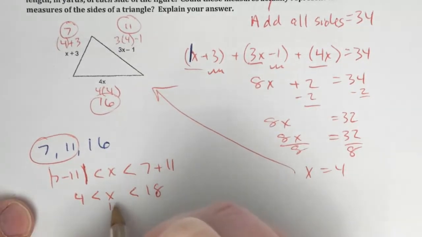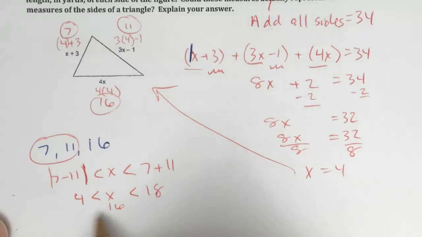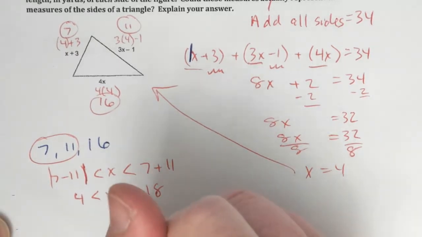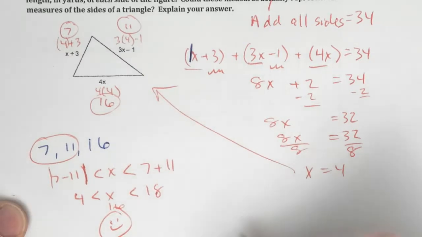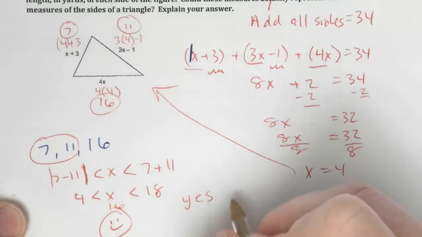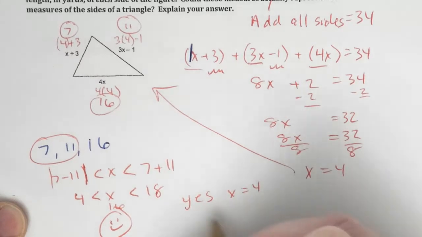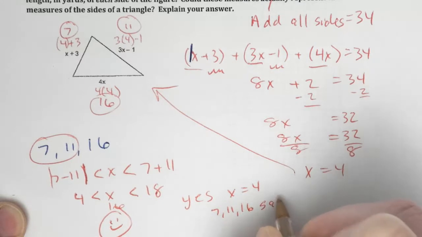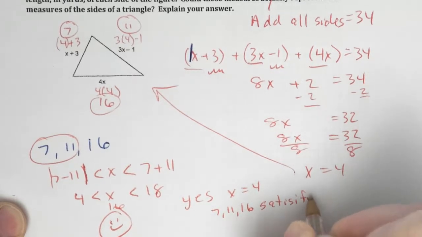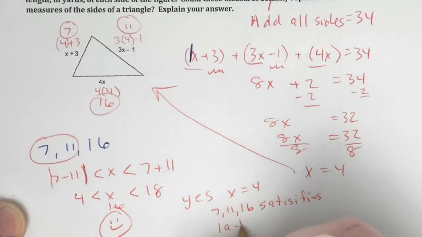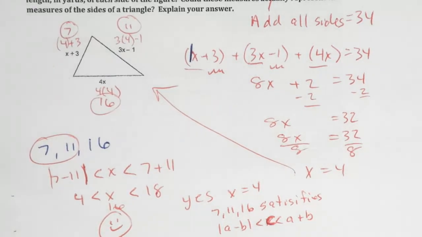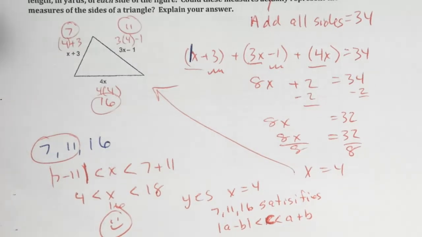The question is, does 16 make this happy? Is 16 somewhere between 4 and 18? Yes, it is. So yes, it is a triangle. So yes, x equals 4, and 7, 11, and 16 satisfies the a minus b absolute value is less than x, which is less than a plus b. Or instead of x, we could just put c here for the third side, whatever works. Awesome. All right, so make sure you guys have that copied down.